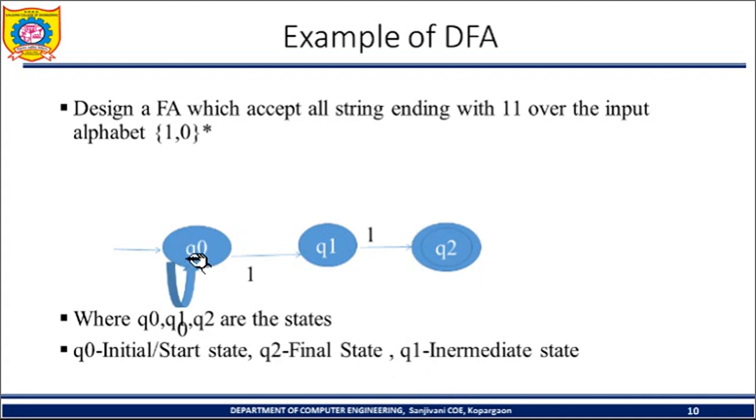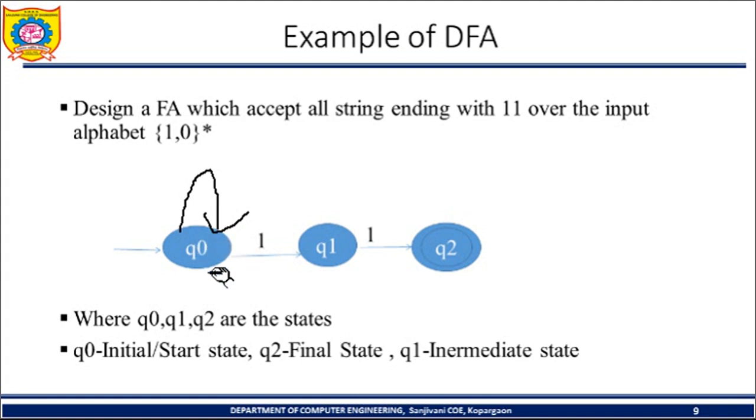Now let us consider Q0, with 1 as input and 0 as input. If it has 0 as input, remember, first of all we need to check whether it is possible to stay in the same state for the given input. If it is possible, then give that as a loop. If it is not possible, then check its nearest state, meaning the previous one or the next one. If not, then check the next, like this.